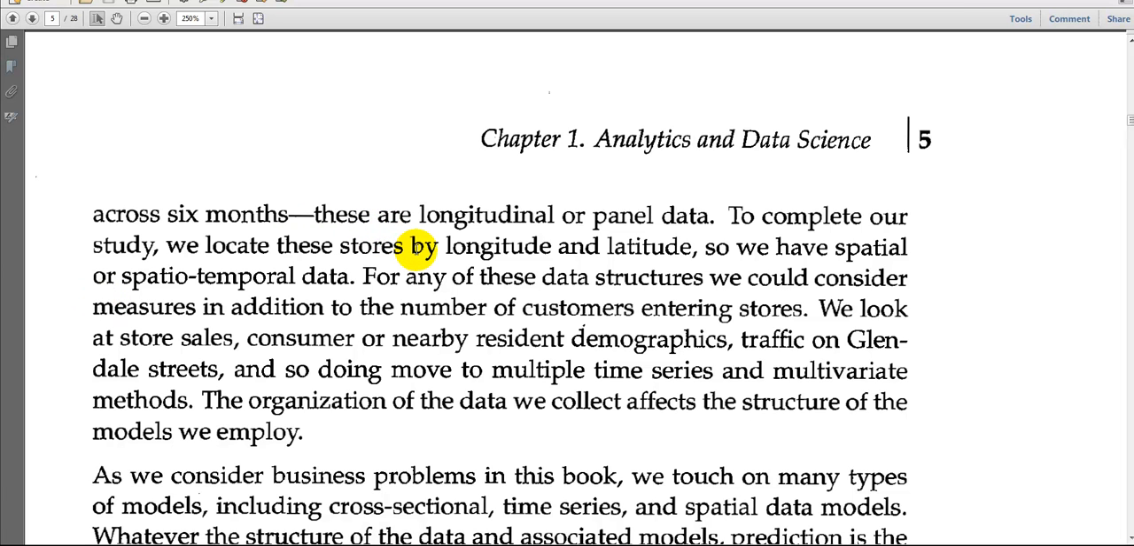Now he says, okay, besides time, let's look at their location, longitude and latitude. Now that's a different word than longitudinal. I mean, it's being used differently than the word longitudinal was. So we have spatial data, but we also have time, so we call it spatiotemporal data. So we can have that kind of data as well.